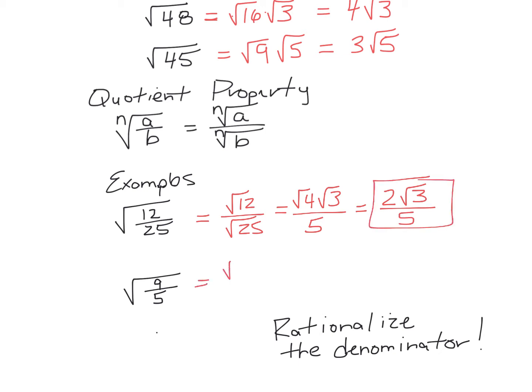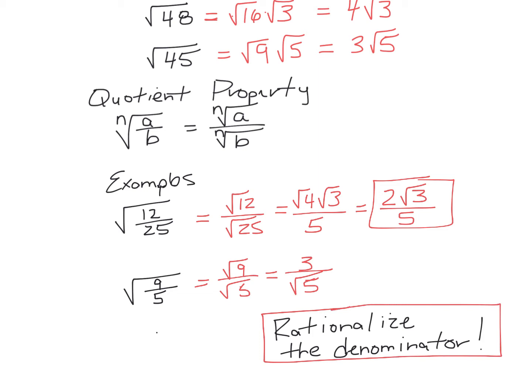This next one I could break up into root 9 over root 5. Root 9 is 3. Root 5 cannot be simplified. So this brings up another thing we need to concern ourselves with when simplifying radicals: we should never have a radical sign in the denominator. So we need to do what's called rationalizing this. That means I'm going to multiply the top and the bottom of this expression by the root of 5.